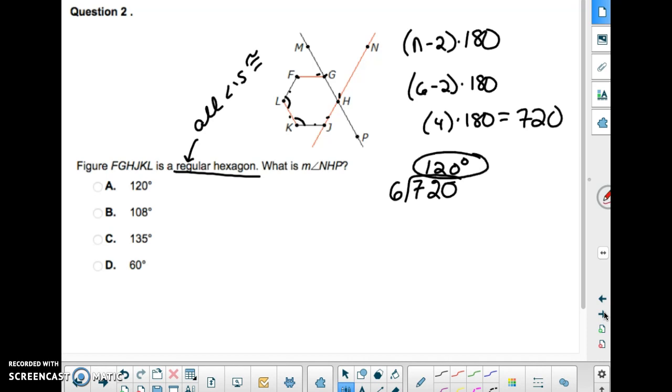The question is, what is angle NHP? Well, this angle is going to be congruent to its vertical angle. So both of those are going to be 120 degrees.